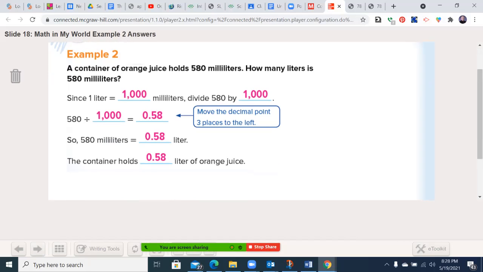And just keep in mind a liter is 1,000 milliliters. So you know that if it's less than that, you're going to have a decimal point because it's going to be less than 1. So go ahead and write that in.